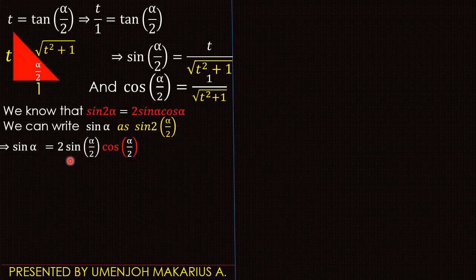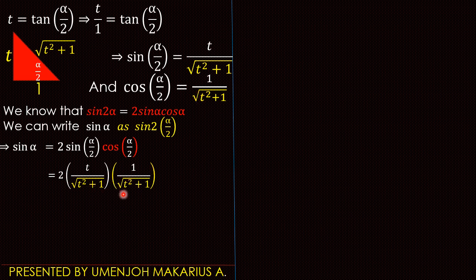So guys, the beauty of doing so is that we are simply going to replace our sine alpha by its value here and replace cos alpha by its value here as well. So by so doing, we are going to have this 2 as we have it here. Sine alpha is what? 1 over the square root of t squared plus 1, right? Then cos alpha is 1 over square root of t squared plus 1.